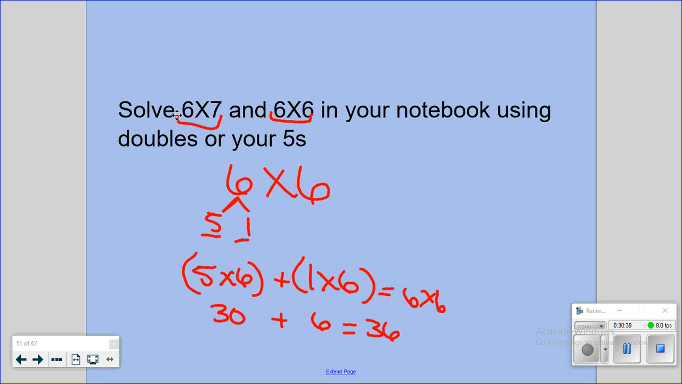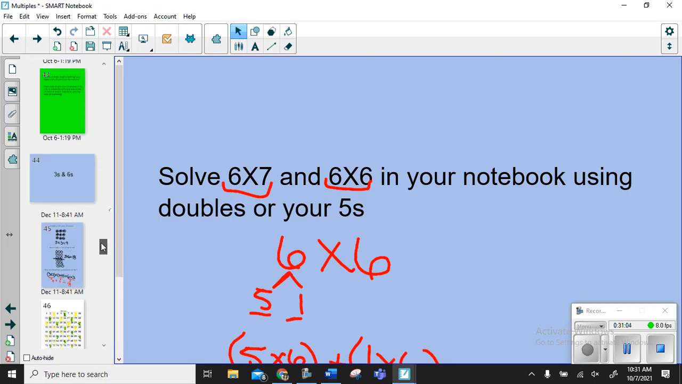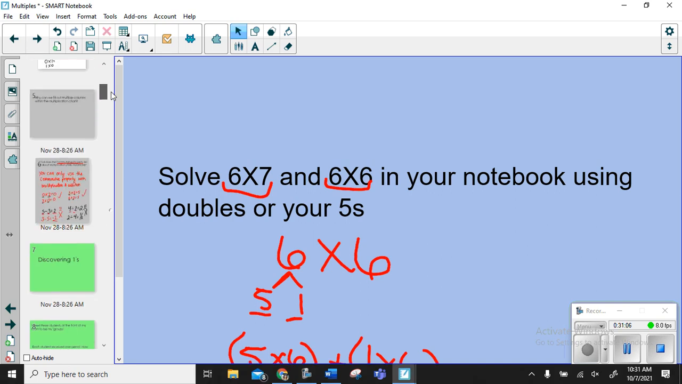This strategy you can use with any math fact. Awesome. We just focused on sixes because that's what we were working with today, but you could do it with anything. So what we're going to do is wrap up by filling in our mini multiplication chart way back at the beginning.